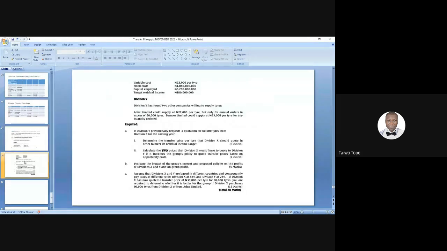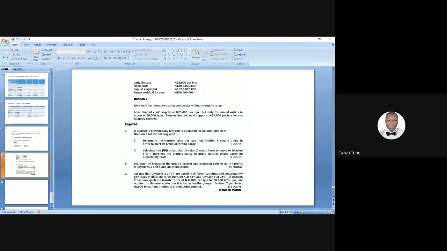It's not difficult to determine, but the examiner knows that students don't take their time to read some of those literatures very well. So there will now be an issue. So let's explain so that everybody in this class will get it. So, determination of the transfer price based on opportunity cost. Still, how many tires are we looking at? 60,000 tires. You can see A, if division Y provisionally requests a quotation for 60,000 tires.